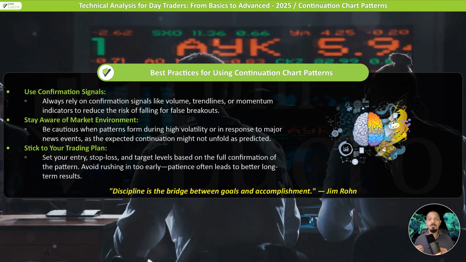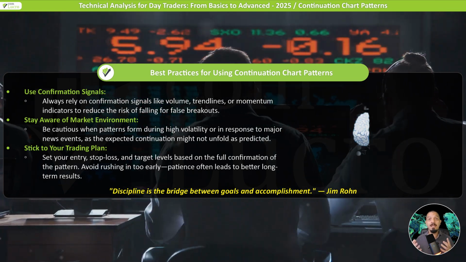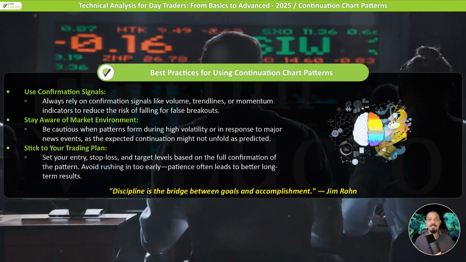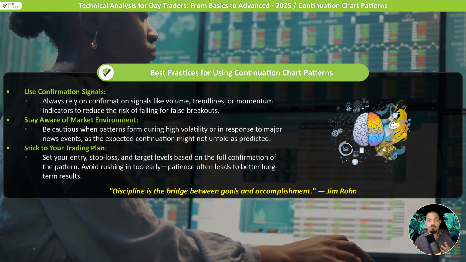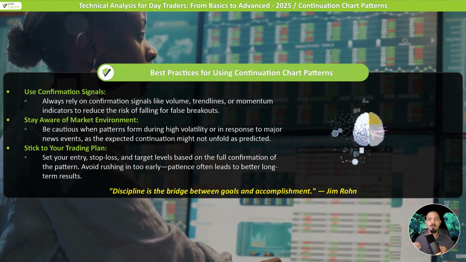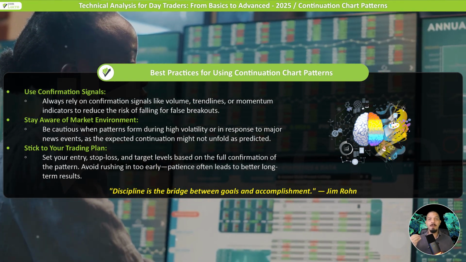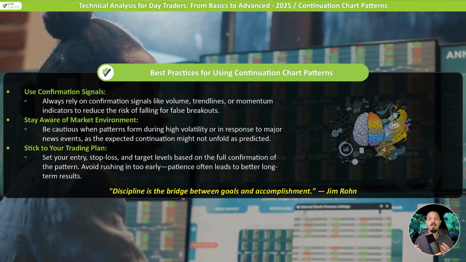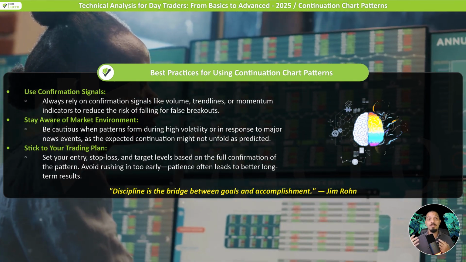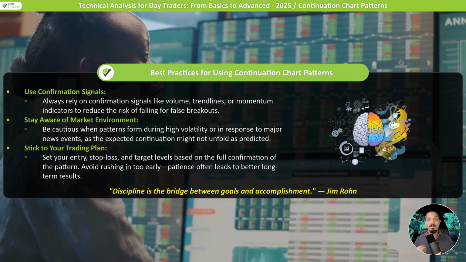First, always use confirmation signals. Whether it's volume, trend lines, or even momentum indicators, these can help you reduce the chances of falling for false breakouts. Second, stay aware of the overall market environment. If a pattern forms during a period of high volatility or in response to major news, be cautious, as the continuation might not unfold as expected.